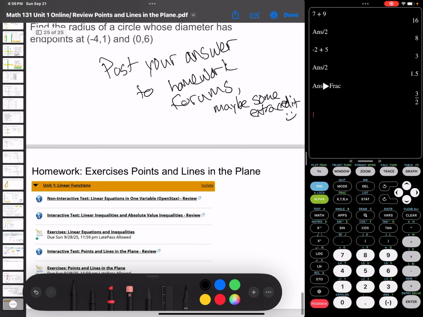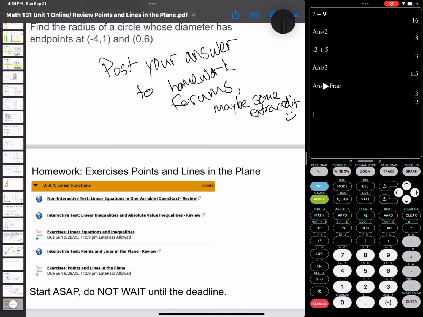Now you know everything you need to know to tackle this homework section. So do not wait until the deadline to start your homework. All right, my friends, if you wait until that day, you will be sad. The homework piles up really fast. So please get a start right away.